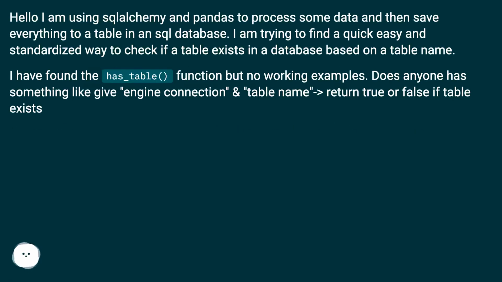Hello, I am using SQLAlchemy and pandas to process some data and then save everything to a table in an SQL database. I am trying to find a quick, easy, and standardized way to check if a table exists in a database based on a table name. I have found the has_table function but no working examples. Does anyone have something like: give an engine connection and table name, return true or false if the table exists?